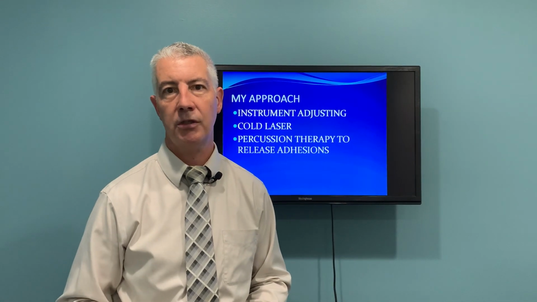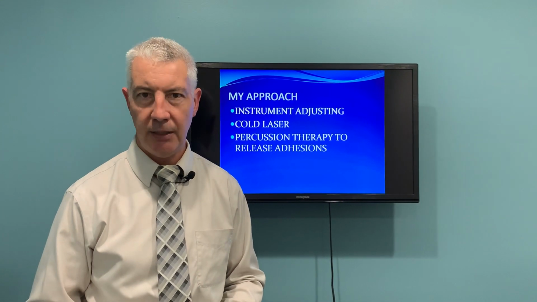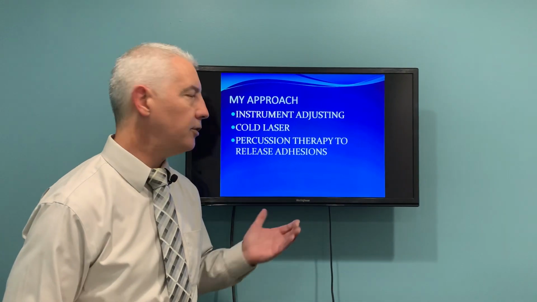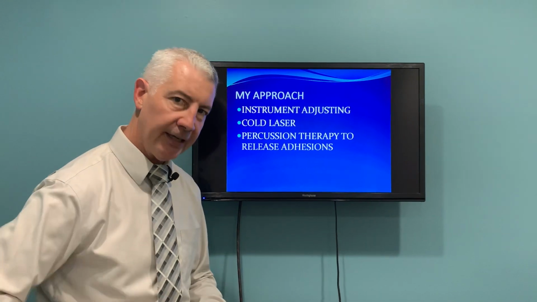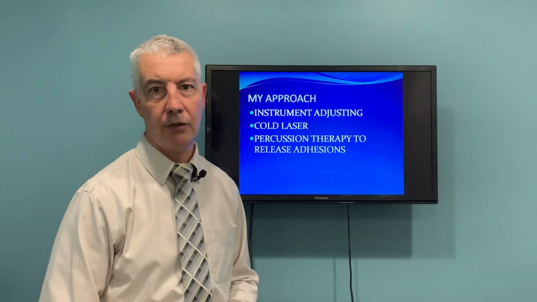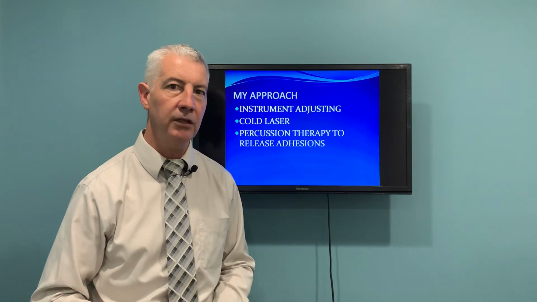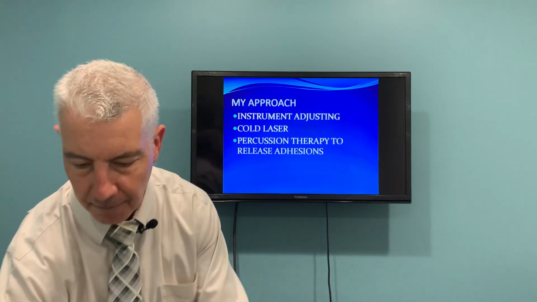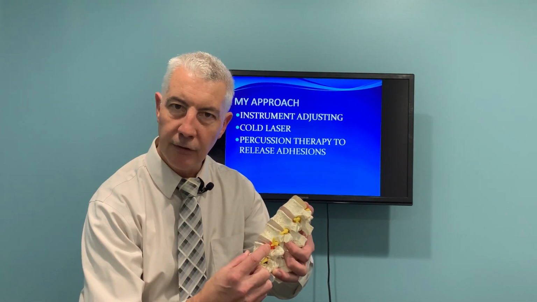So we take weight-bearing x-rays so that we can see what's happening with you standing, so we know what's happening with those discs. Once we find out where the problems are and what needs to be done to correct it, we do instrument adjusting. I have an adjusting instrument that glides up and down the spine, and it restores the curvatures to the spine. As it does that, we can also use that instrument to press that disc back underneath the spine so that it's not pressing on the nerve root anymore.